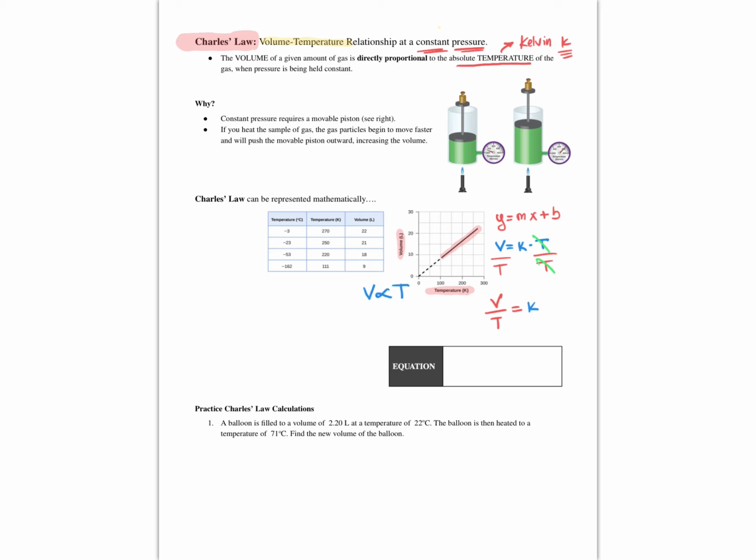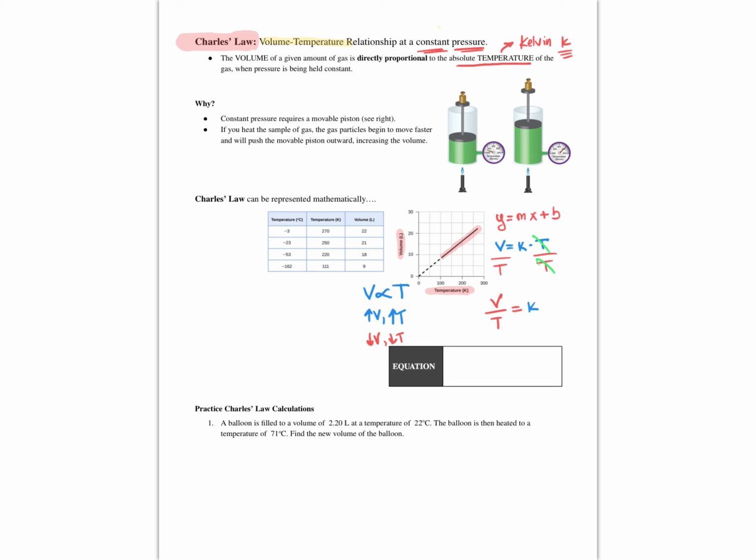And this makes sense because volume and temperature are directly proportionate. So if I increase volume, I also have to increase temperature to have it equal to that constant of proportionality. And if I were to decrease volume, I would also have to decrease temperature to still be equal to that same constant value.